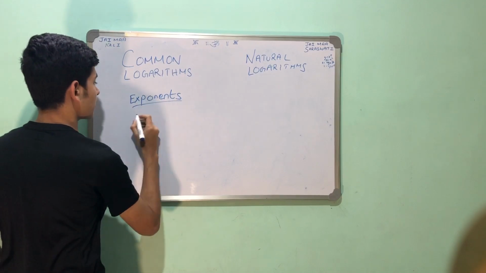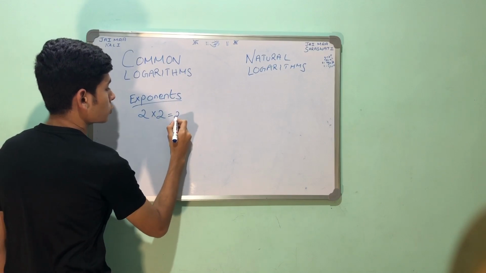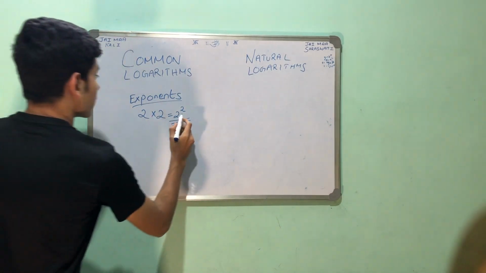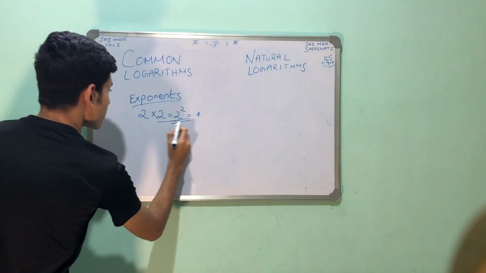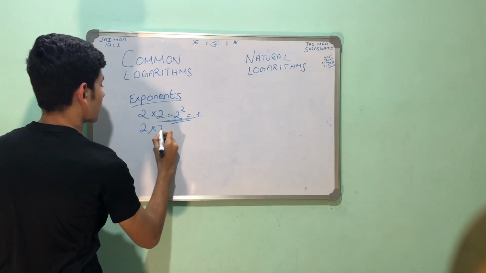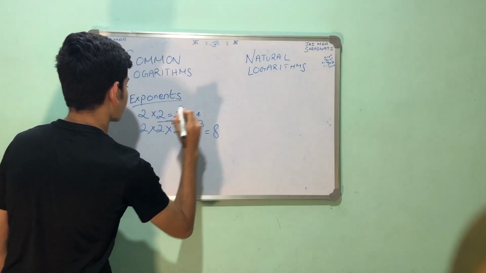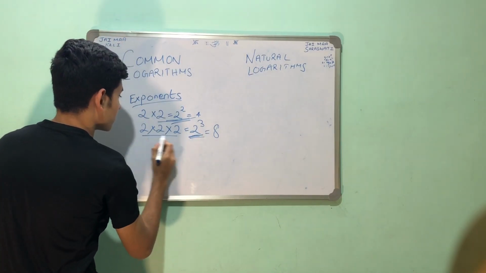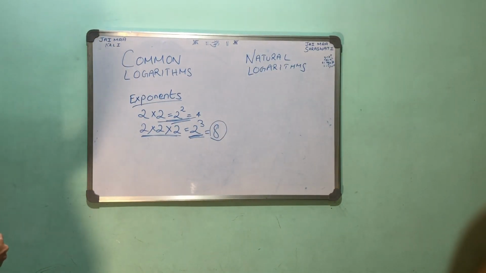Let's take an example. 2 multiplied by itself gives us 2 to the power 2. This is the exponential form. This can also be referred to as 4, and 2 square gives us 4, as we know. Let's take another example. 2 multiplied by itself 3 times, or thrice, gives us 2 to the power 3, which gives us 8. This is also the exponential form, and this is the normal form, which eventually gives us 8. So this is what exponents are.